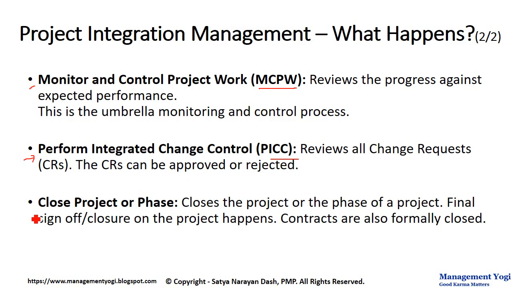And our last process is close project or phase. This process closes the project or phase of a project. The final sign off and closure on the project happens in this process. Also, the contracts are formally closed in this process of close project or phase. And the key output here is the final product, service or result, which is the definition of a project, a temporary endeavor to create a unique product, service or result.